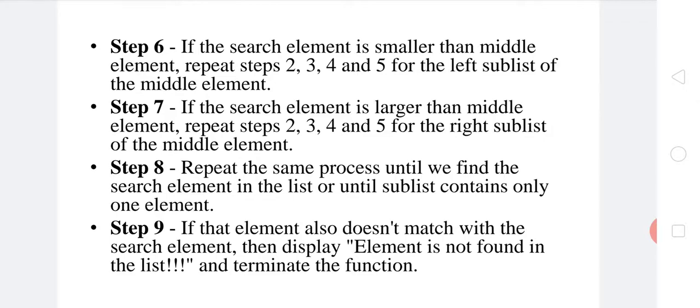This means the process continues until the element is found. Then step number 9: if the element does not match the search element, then display that the element is not found in the list and terminate the function. If by mistake the element is not there in the array, then we can display one message for the user, which is that the element is not found in the list, and then terminate the function.